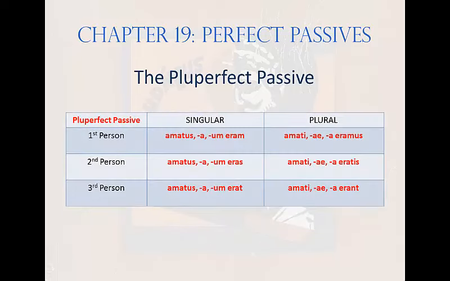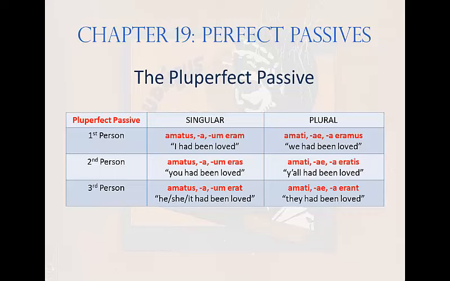Here is amo conjugated in the pluperfect passive, amatus, a, um plus eram, eras, erat, and so on. And here is its translation. I had been loved, you had been loved, etc.